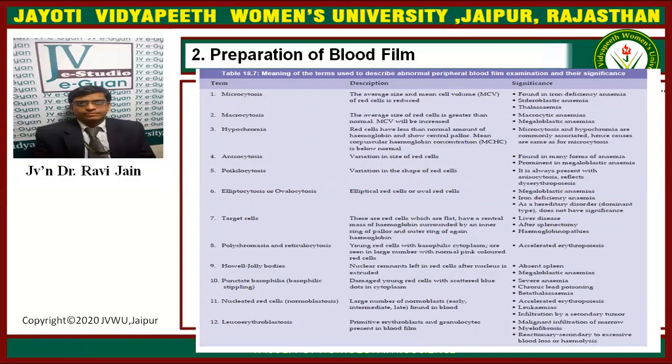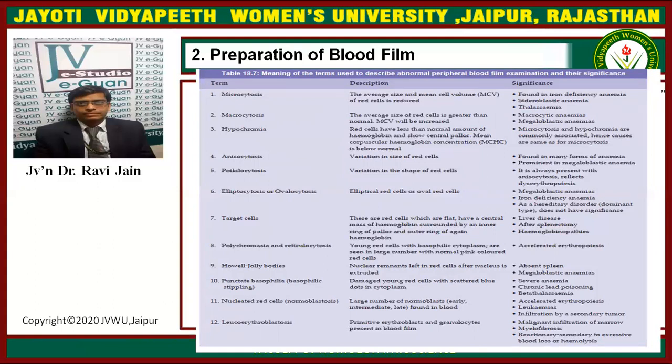Microcytosis is found in case of iron deficiency anemia, sideroblastic anemia, and thalassemia. Macrocytosis is found in case of macrocytic anemia and megaloblastic anemia. Hypochromia and microcytosis are commonly associated and caused by the same conditions. Anisocytosis is found in many cases of anemia. It is predominant in megaloblastic anemia. Poikilocytosis is always present, but anisocytosis reflects dyserythropoiesis. Elliptocytosis or ovalocytosis is associated with megaloblastic anemia, iron deficiency anemia, or as a hereditary disorder.